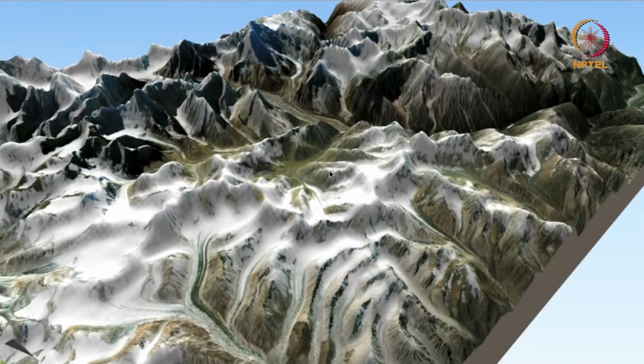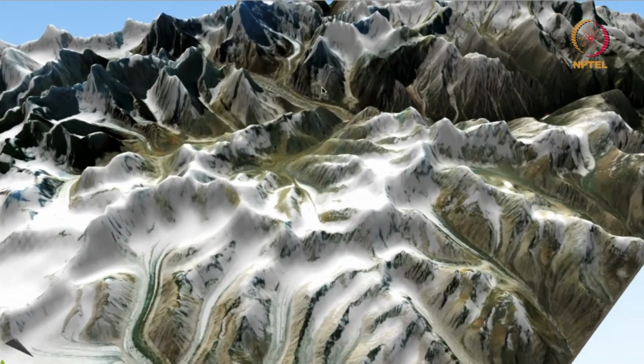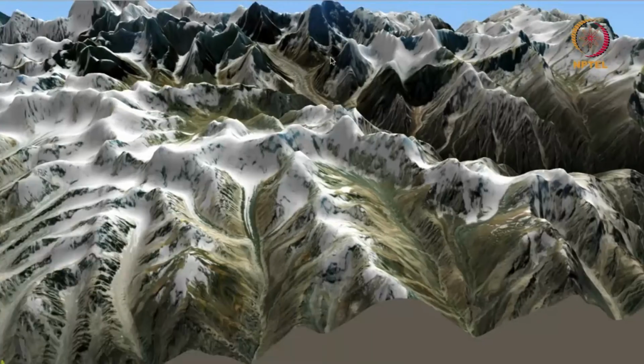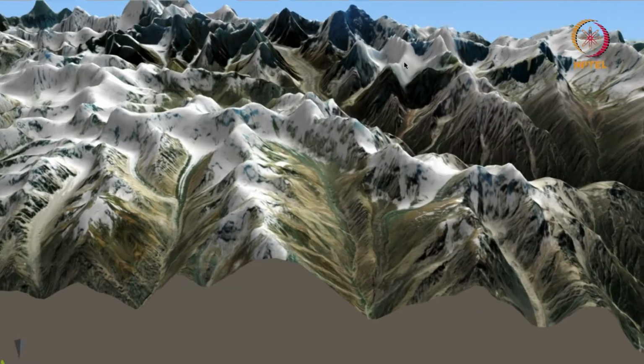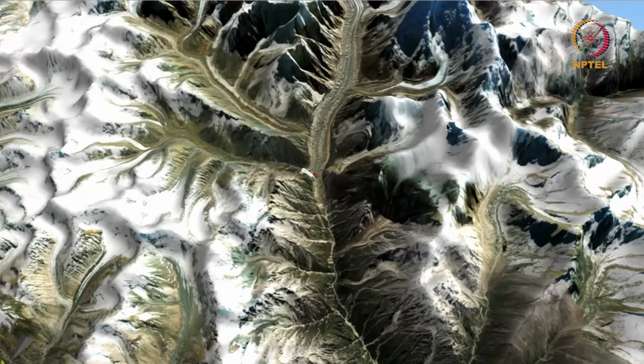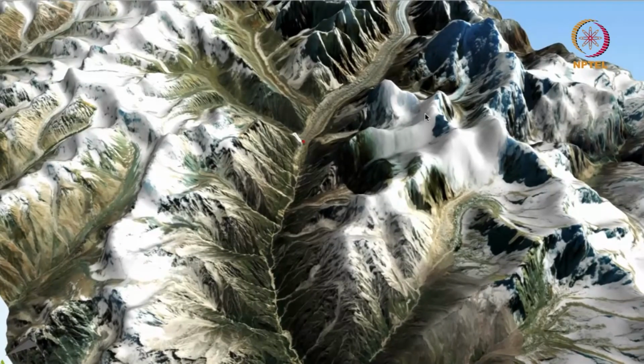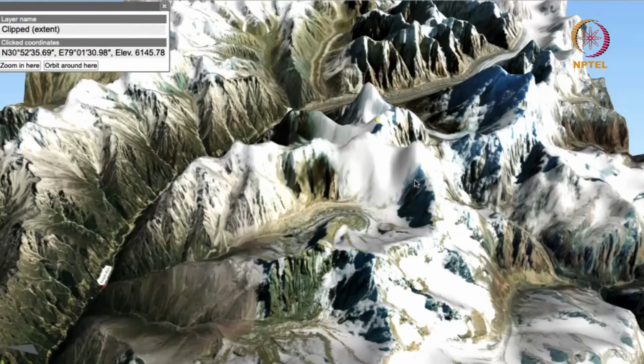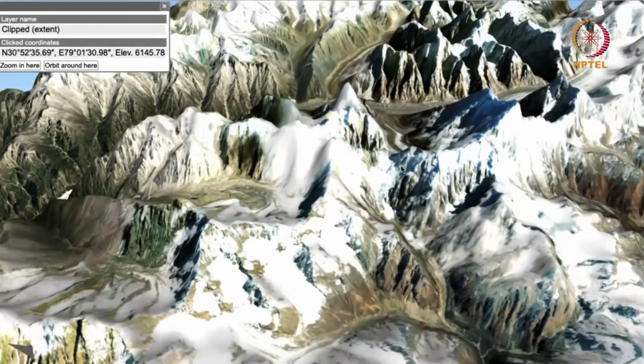So here again, if you look at this point, here you have a cirque here, a cirque here, a cirque here and a cirque here. And this point will become a horn. So this is a horn. Again, if you look at this point, here you have glaciers here, here and here. All 3 of them are meeting at a point, which is this point. And so this is again another horn.